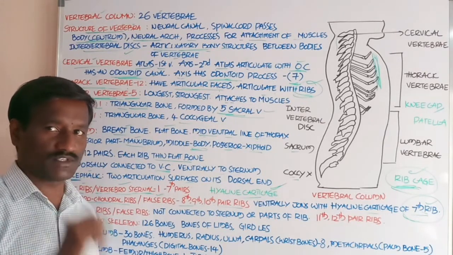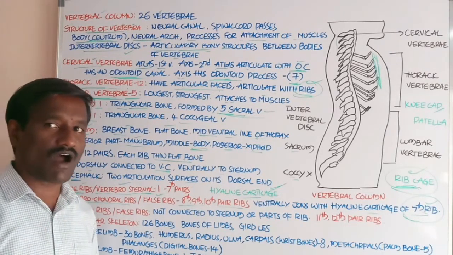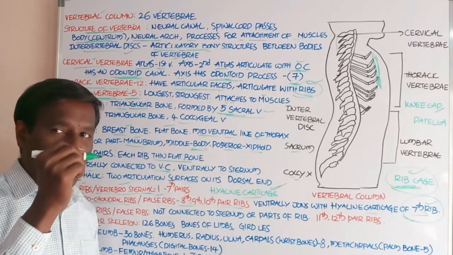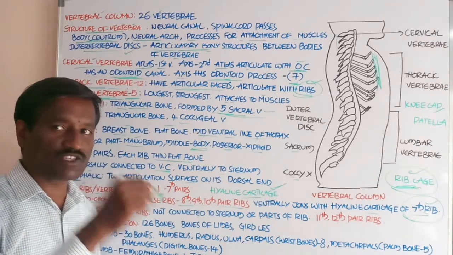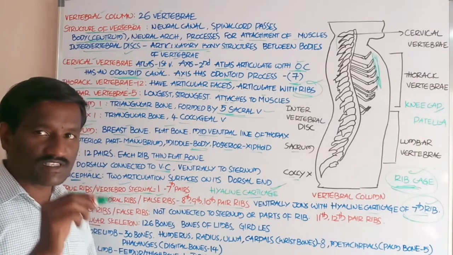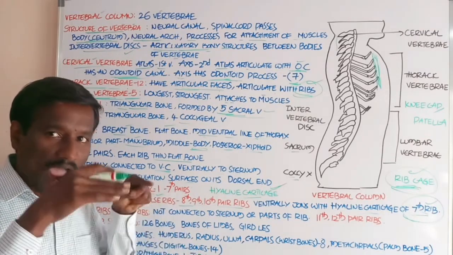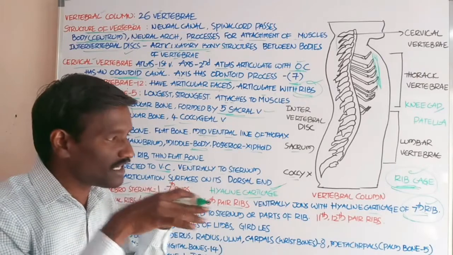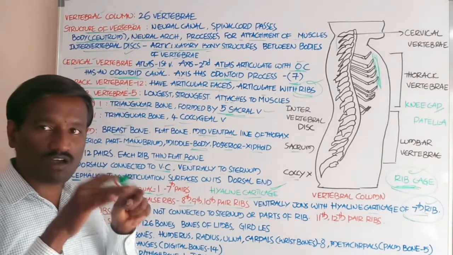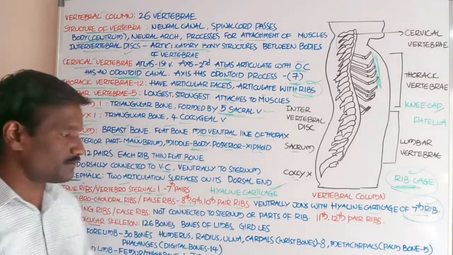or false ribs. Originally these are not joined ventrally with the sternum. These are attached to the hyaline cartilage of the seventh rib. So these are called vertebrochondral ribs.